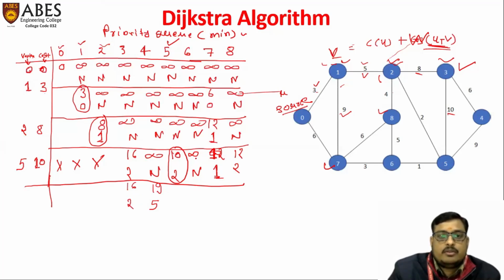Now come to vertex 6. The cost of 6 will become the cost of 5 plus 1, which is the weight of edge 5, 6. Here we add the weight of this edge to the cost of 5. So 10 plus 1 is 11. We'll write 11 here, with source as 5, and we'll copy 12, 1 and 12, 2.